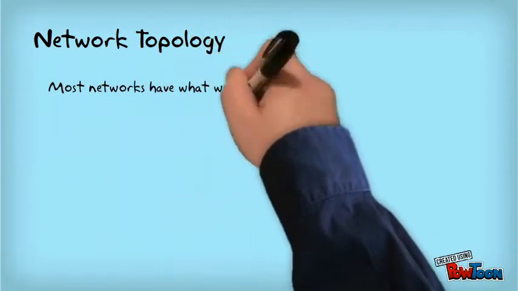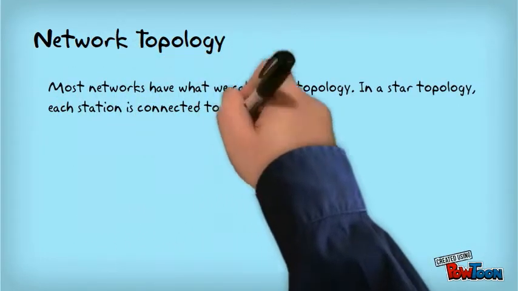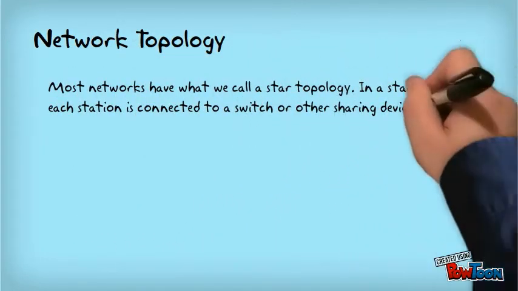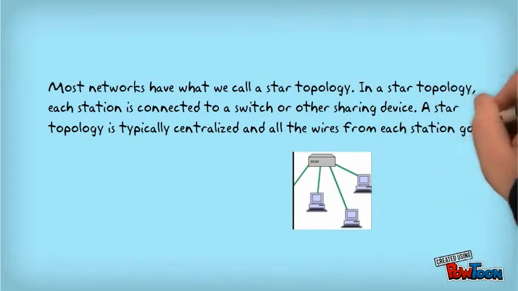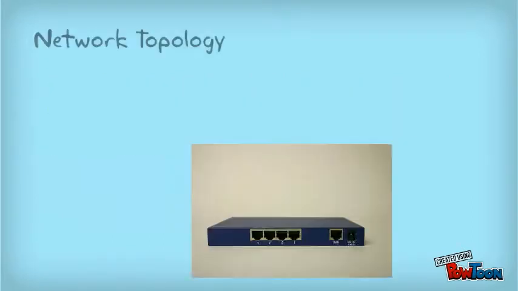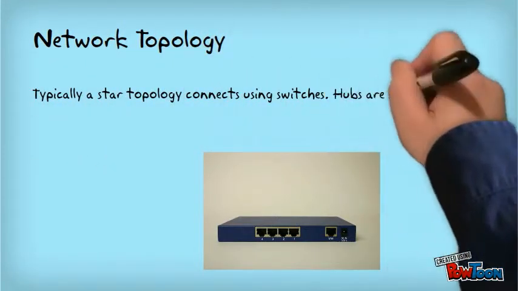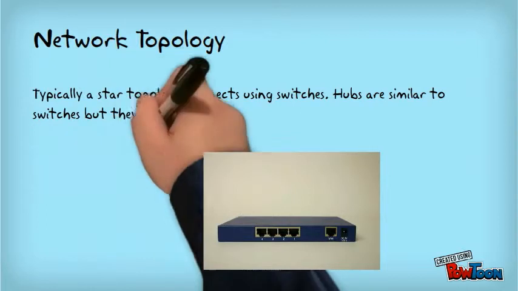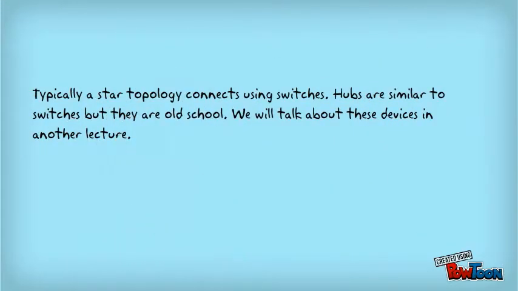Most networks have what we call a star topology. In a star topology, each station is connected to a switch or other sharing device. A star topology is typically centralized, and again, all the wires go from each station to where it is centralized. A star topology connects hubs and switches. Hubs are similar to switches, but they're old school and not used as often. We will talk more about these devices in another lecture.